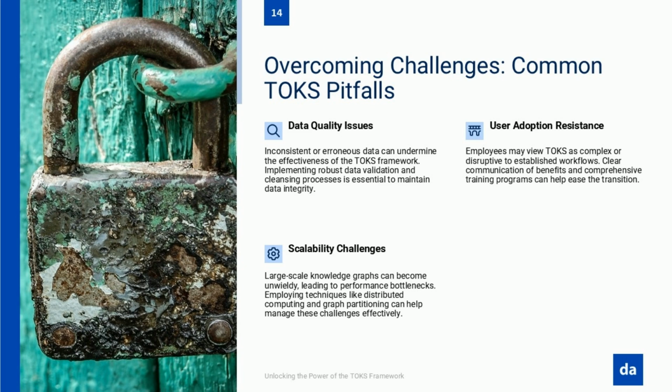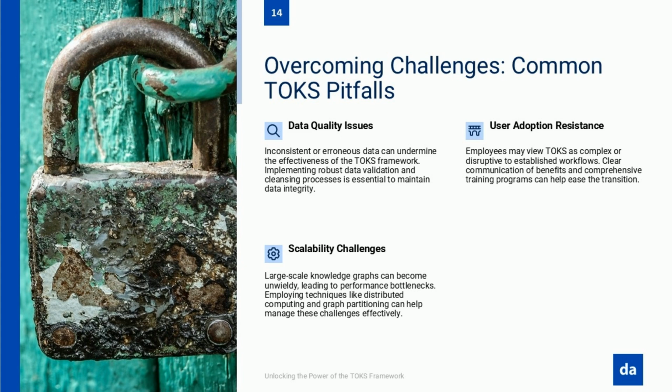Overcoming this challenge requires a multifaceted approach, including clear communication of TOKS benefits, comprehensive training programs, and visible support from leadership. Handling ambiguity in semantic interpretation remains a persistent challenge in TOKS implementations. Natural language is inherently ambiguous, with words and phrases often having multiple meanings depending on context. For instance, in a financial services context, the term bank could refer to a financial institution, the act of depositing money, or even the side of a river. Developing systems that can accurately disambiguate these terms requires sophisticated natural language processing techniques and often domain-specific knowledge bases.